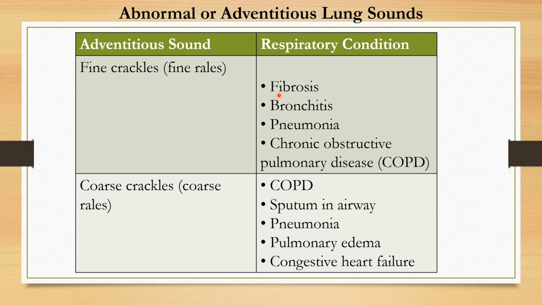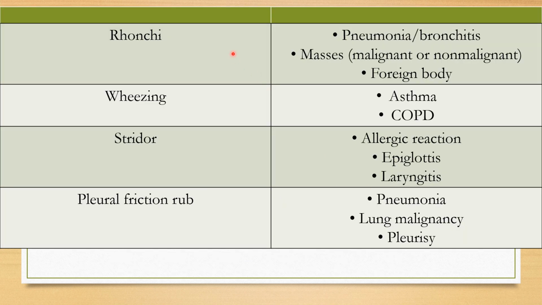There are certain abnormal or adventitious lung sounds related to certain respiratory conditions. The sound of fine crackles, which is an abnormal sound, or fine rales, is seen in the respiratory conditions of fibrosis, bronchitis, pneumonia and COPD. Coarse crackles are observed in COPD, sputum in airway, pneumonia, pulmonary edema, and congestive heart failure. Rhonchi are observed in pneumonia or bronchitis.